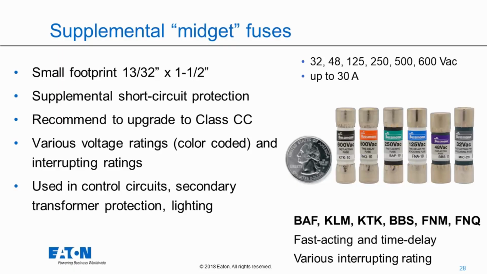So that's why we say, if we can upgrade to a Class CC, they're all 600 volt rated, they're all current limiting, and they're all going to work just fine for the application. We can certainly help you at Bussmann to do those upgrades and put you in the proper way, but we just want to make sure that when you're looking at supplemental fuses, they're typically used in control circuits, secondary sides of transformers, and they protect lighting and control circuits.